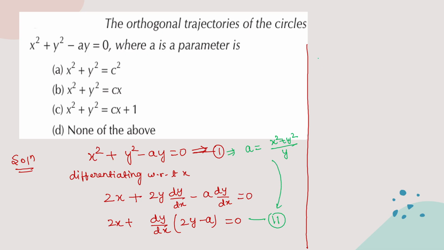We can put this value in this equation 2. So it will become 2x plus dy by dx into 2y minus a value, x square plus y square upon y, is equal to 0. So this is what we got. We got the differential equation of the circle.